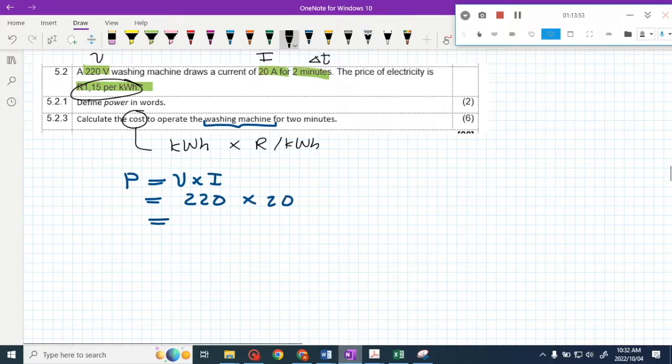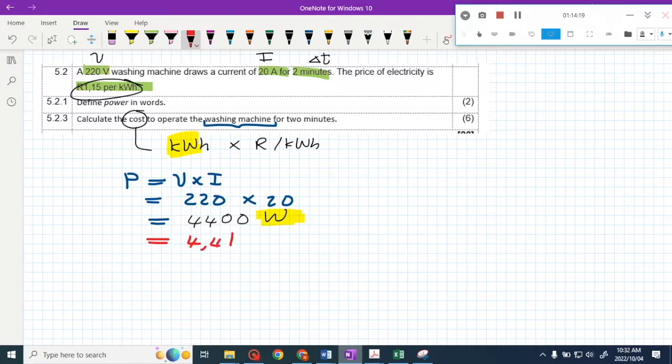I need you guys to please plug this into your calculators for me. I think it's 4400 watts. Just check. 4400. Okay. This is power given in watts. We would like kilowatts. How do you go from watts to kilowatts? Divide by 1000. So this is equal to 4,4 kilowatts.